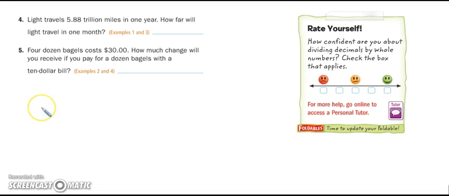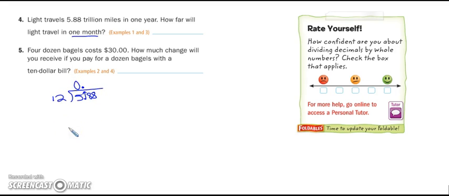Okay, number 4 and 5. So light travels at 5.88 trillion miles in 1 year. How far will it travel in 1 month? Well, how many months are there in a year? 12. So 5.88 divided by 12. I'm going to shoot my decimal up. 12 can't go into 5. 12 can go into 58.